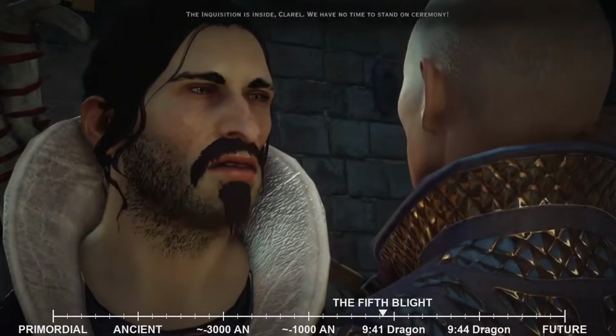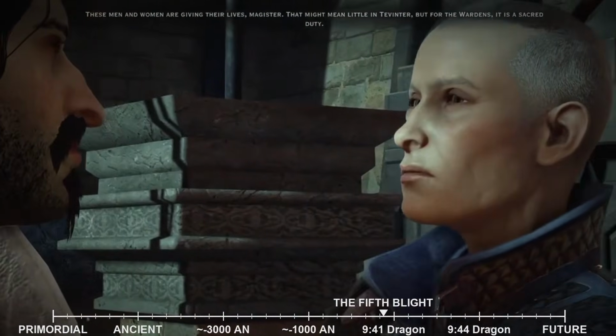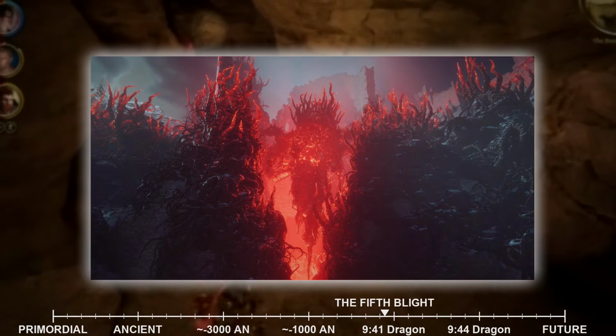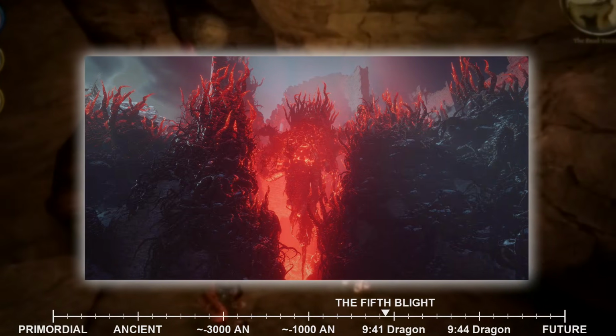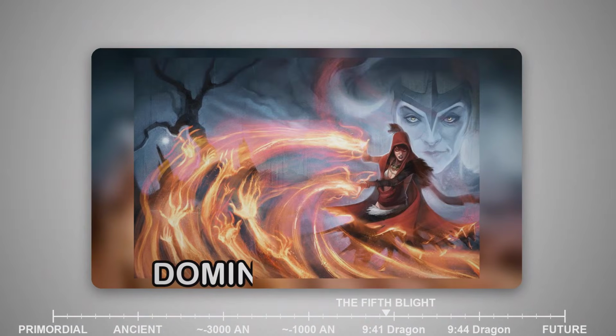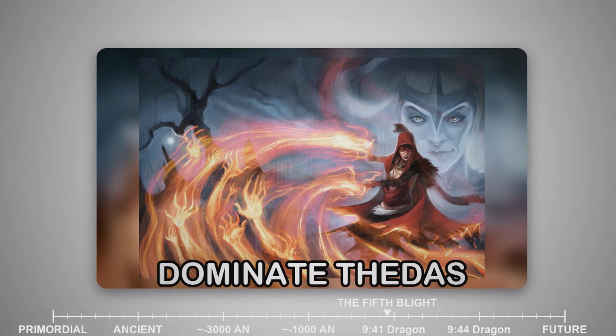Through further investigation and harrowing encounters, the Warden Commander uncovers the Mother's true, terrifying ambition. She does not seek to merely unleash another blight in the traditional sense, but to create an entirely new, independent blight, one that is not reliant on the awakening of an old god. Her goal is to dominate Thedas, to reshape it in her own image, with her children as the architects of this new, horrifying world order.